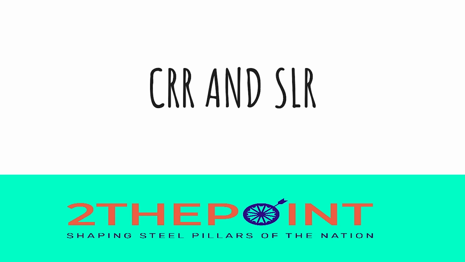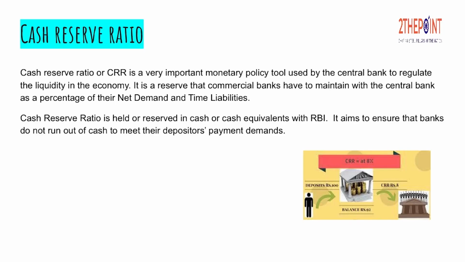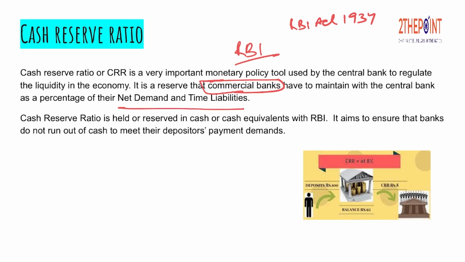So let us start with what CRR is. It is a reserve ratio that is required to be maintained by every commercial bank. Who asks commercial banks to maintain this ratio? It is RBI who tells them. Under which act? RBI Act 1934. Now the next question is, on which amount, or as a percentage of what amount, do they have to maintain it? As a percentage of net demand and time liabilities.